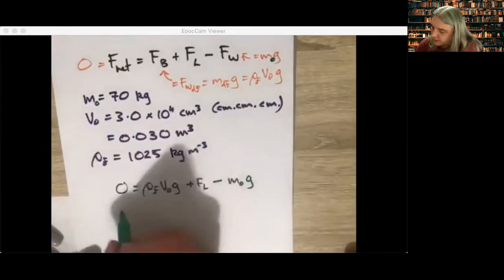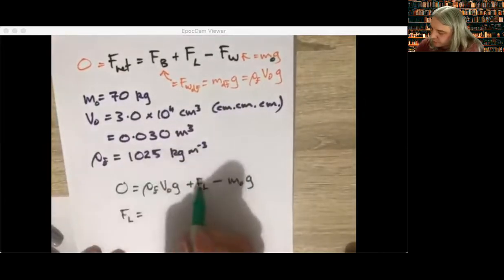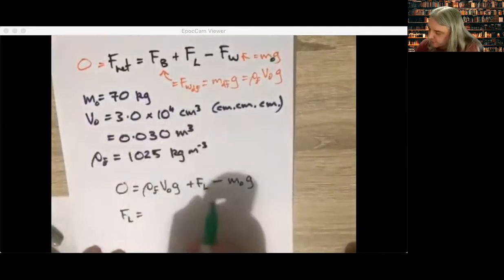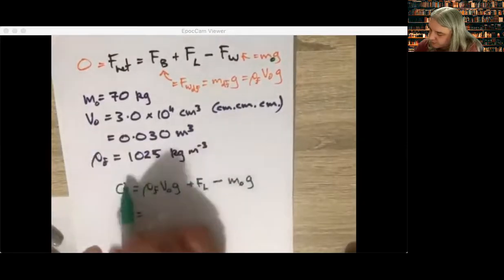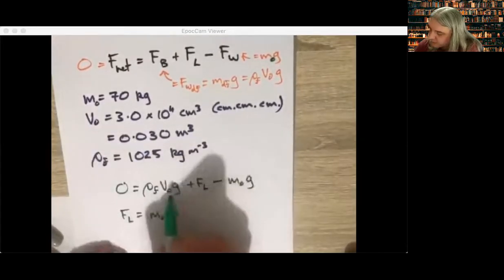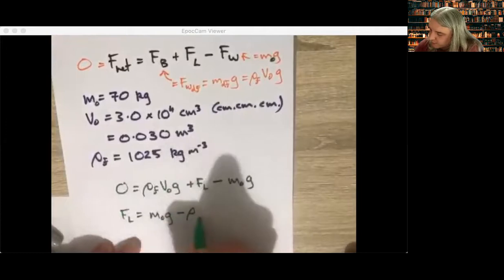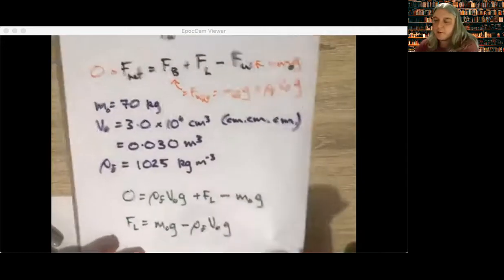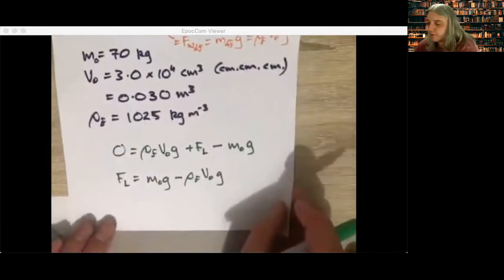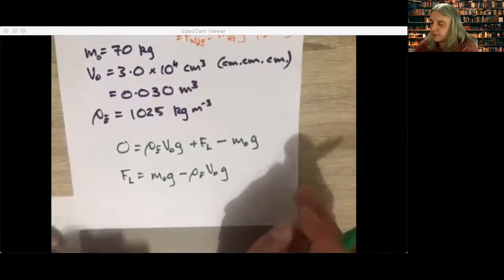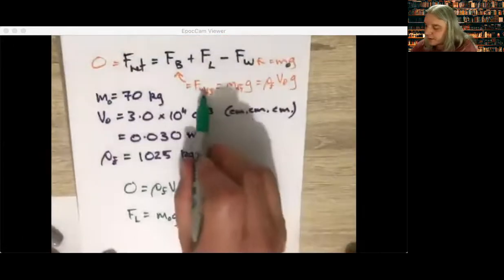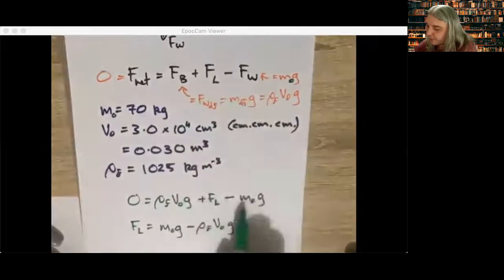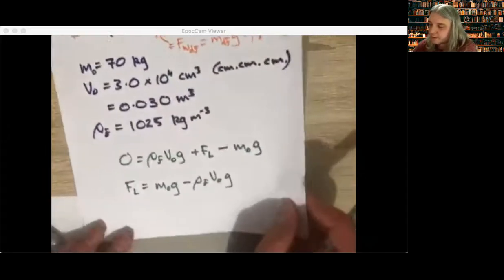We're looking for F lift. So the lift force is equal to, if we move this over this side and this over this side, but I've actually flipped them, M object g minus the density of the fluid times the volume of the object times gravity. So again, you'll notice that I'm rearranging the equation and I'm going to do a single calculation. If you prefer to go through and calculate the buoyant force, calculate the weight force, take the difference of them, and then that gives you your lift force, that is acceptable.